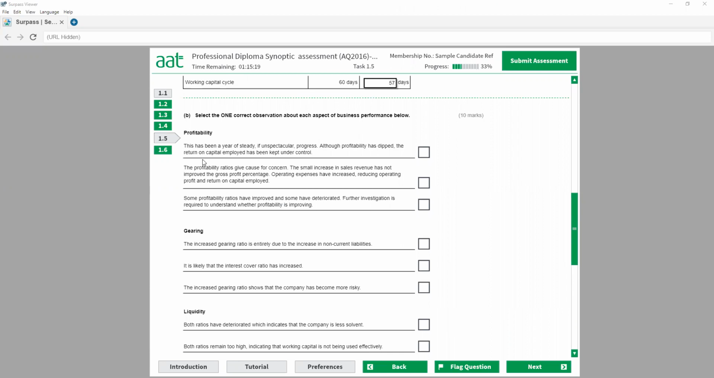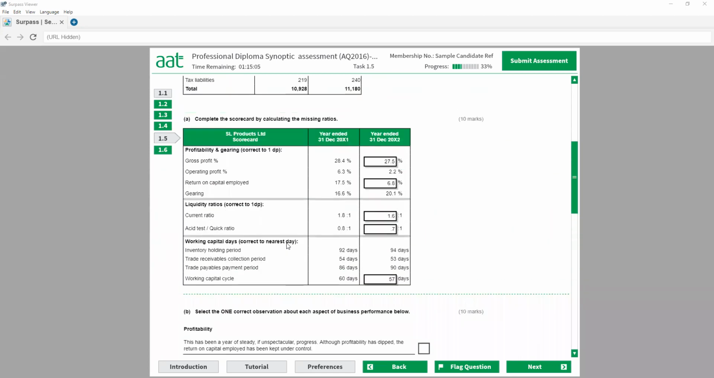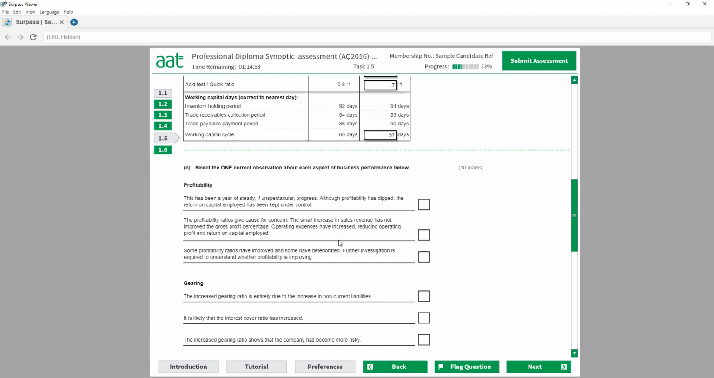The profitability. They said this has been a year of steady, if spectacular progress, although profitability has dipped. The return on capital employed has been kept under control. That's not true, isn't it? We can see our return on capital employed is going down. It was 17.5% last year, and this year 6.8. Last year the gross profit was 28, this time 27. So it's not true. It's not the right one.